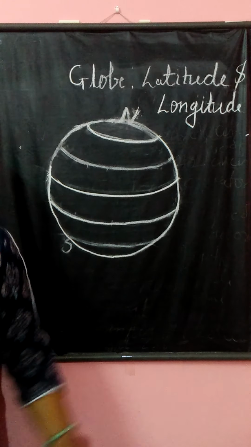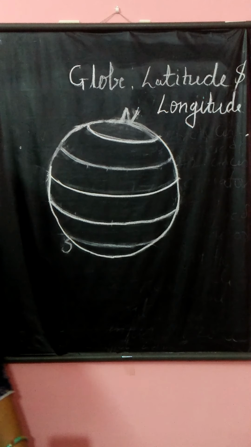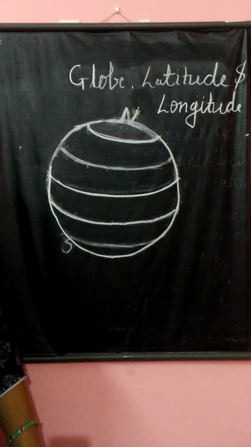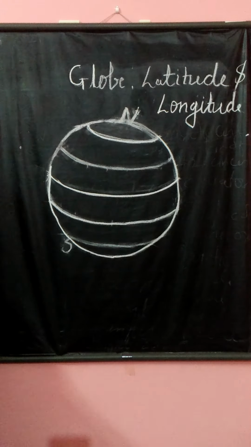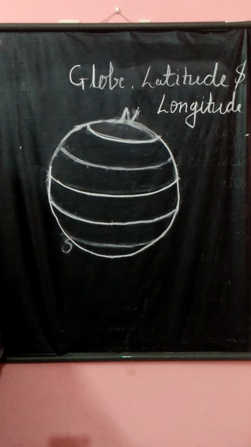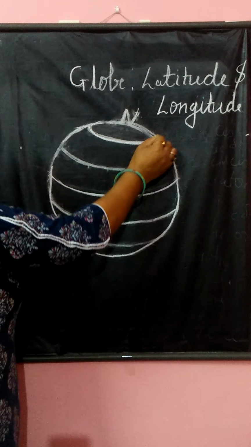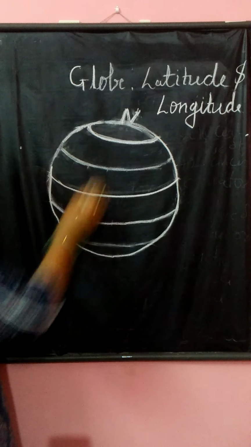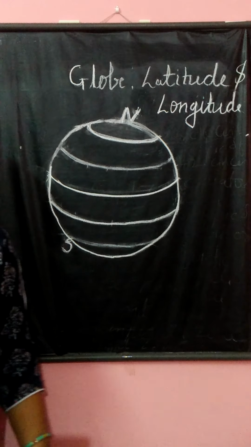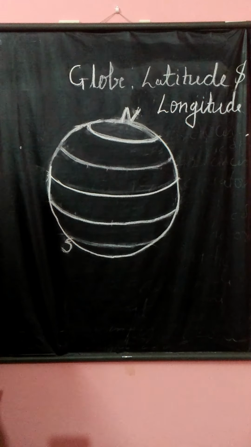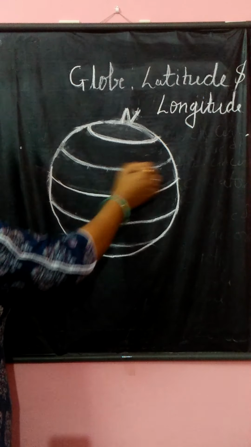So we have come to know about this globe, and in our chapter the second topic is latitude. So first of all we come to know about latitude. Latitudes are imaginary lines, and they run circular, or we can say horizontally, like this. Here is the north pole and here is the south pole. You are seeing the globe tilted because our earth is tilted 23 and a half degrees, and these circular lines are called latitudes.